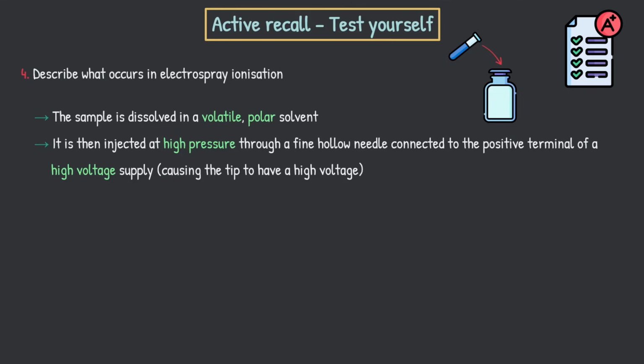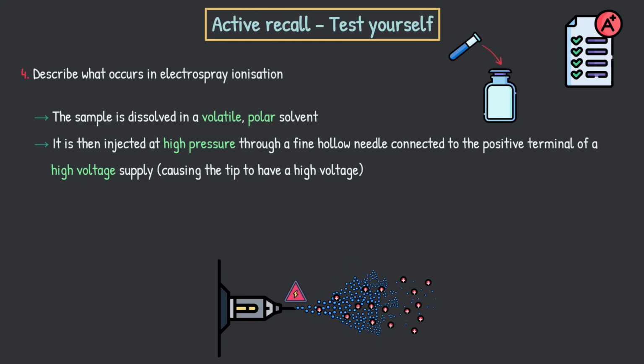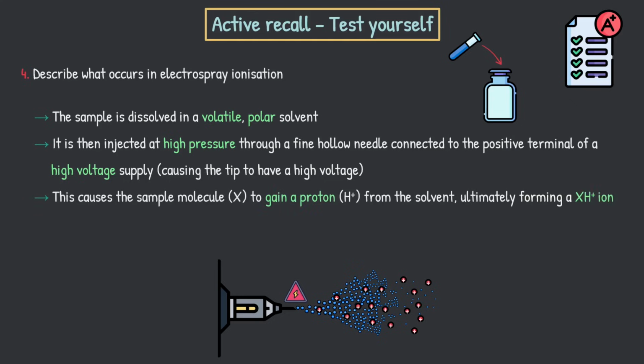And this causes the tip to have a high voltage. Okay. Now, if you want to shorten this down a bit more, you could just say it's then injected at high pressure through a fine needle with a high voltage. That's all you need to say there. Okay. So what does this do, right? This causes the sample molecule X to gain a proton from the solvent, ultimately forming that XH plus ion. Okay, remember, don't put X in your exam, replace this with whatever you have in the question. Really important mark here, it's demonstrated by the following equation. Remember this equation, super important.